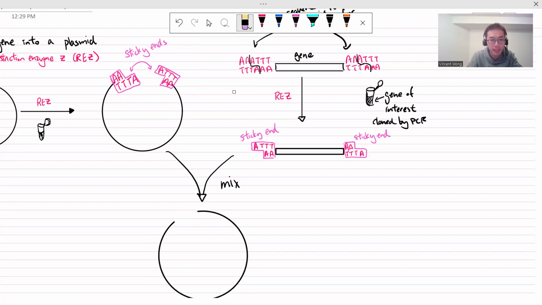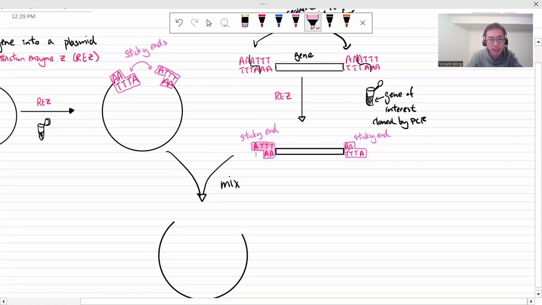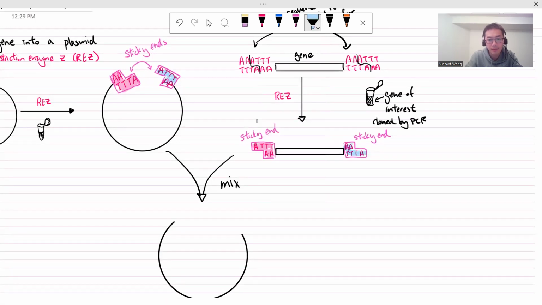I'm gonna erase a little bit of it. Okay, please watch. Basically, this part is going to stick to that, and then this part is gonna stick to that. And then the gene is gonna be inserted. This is the gene. And now you would have your sequences back together.